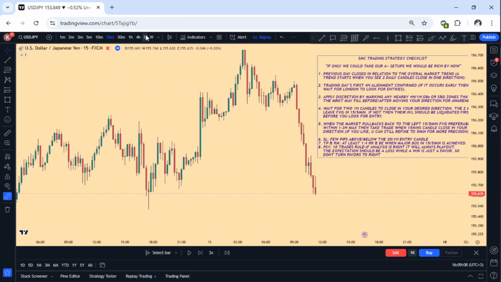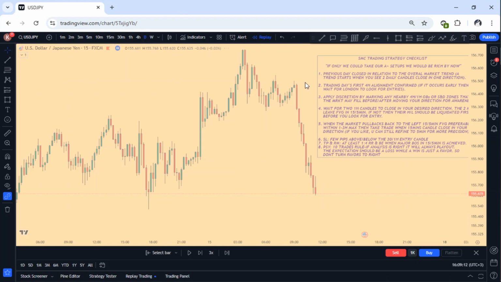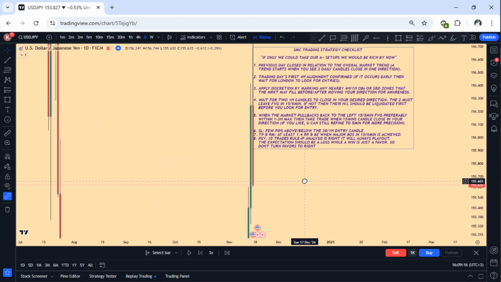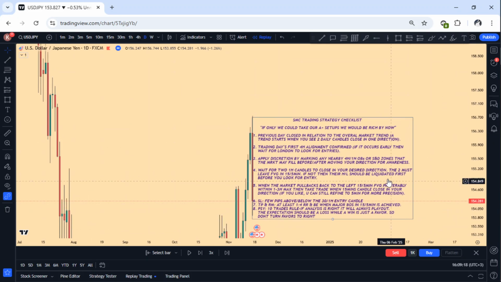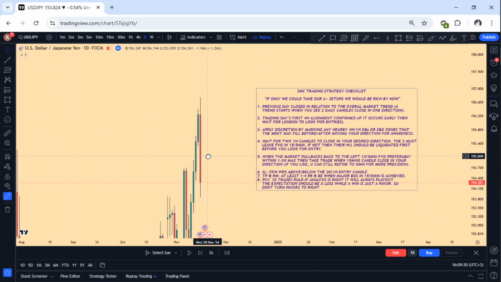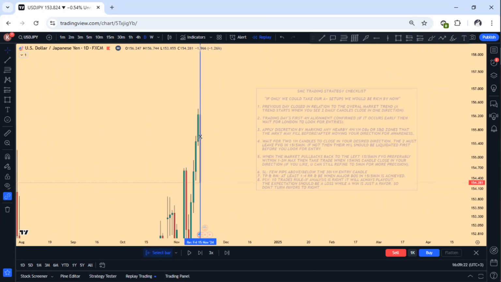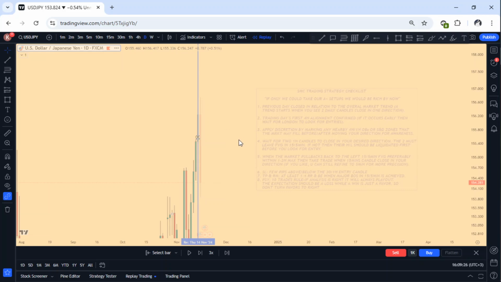How we trade. We start with the daily time frame to know the overall direction. We don't mark so many things; there's no time for marking so many things in the market. So this was the day, so let me remove that one too.